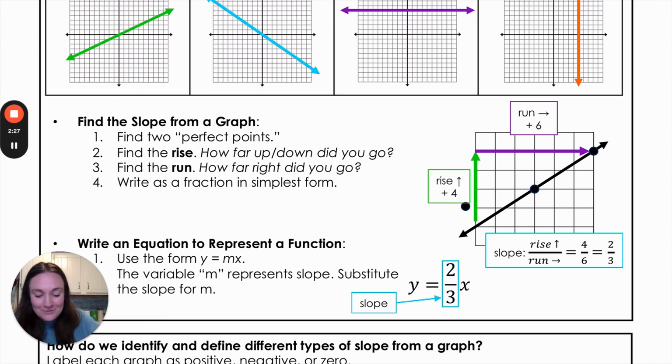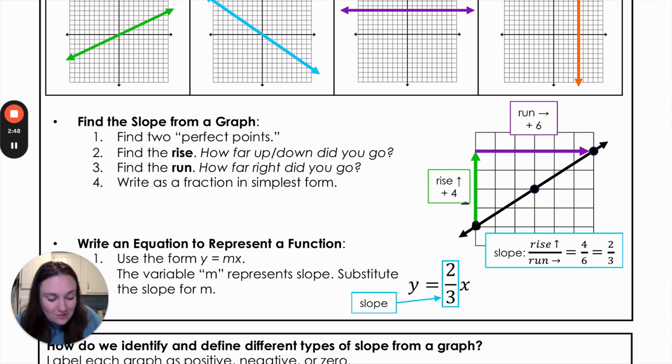graph. So our first step is to find our 2 perfect points. Let's talk about what I mean by that. So you can see that on this line, right, we have these 3 points that have all been chosen as our perfect points. They were chosen because they go directly through the corners of those little crosshairs of our axes.